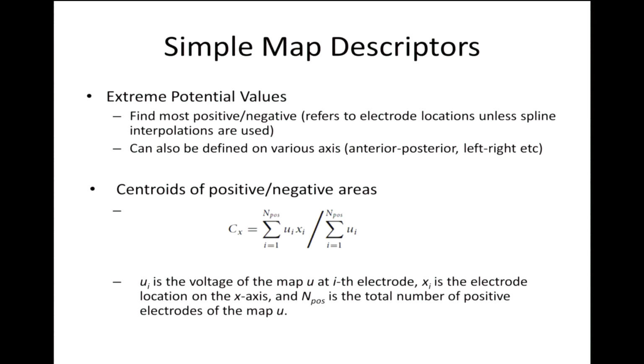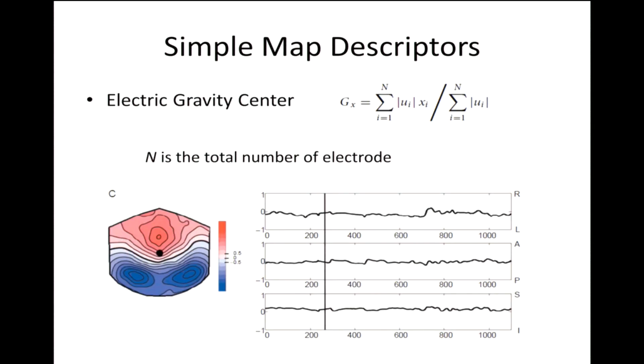Suppose, given a simple formula, if Ui is the voltage of the map at the ith electrode, and xi is the electrode location on the x-axis, and you have n electrodes showing positive values, you can calculate the centroid of either the positive or the negative areas for each map, and then compare it between two conditions. Similar to the centroid, you can also calculate the electric gravity center, which is very similar. You just take a modulus.